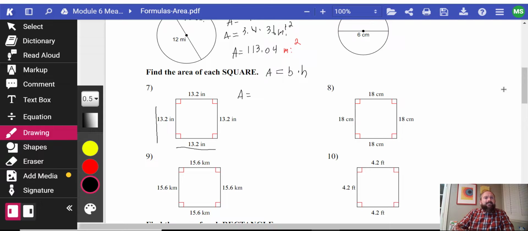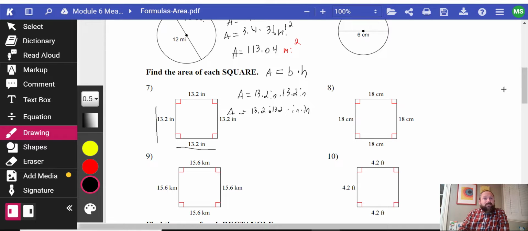Now remember, the height is straight up. If we're going to measure you, we're going to measure you from your toes all the way to your head. You're not going to lean and measure that way. You want to stand up straight. So make sure it's a 90-degree angle first. So we get 13.2 inches times 13.2 inches. Now at this moment, I'm going to tell you, break this up. I have 13.2 times 13.2, and then I have inches times inches. Think about that for a second.